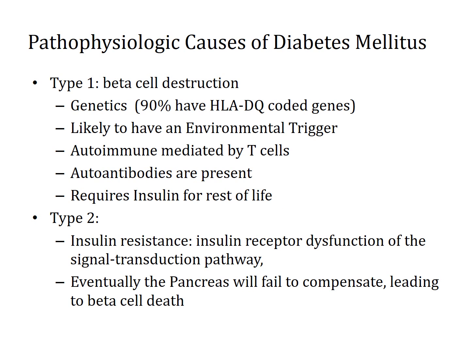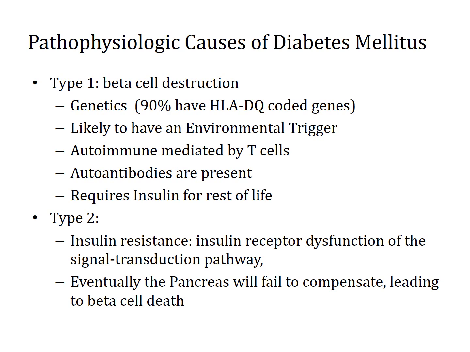All right, and then this slide again to review the pathophysiology of diabetes mellitus. Please be aware of the difference between type 1, beta cell destruction, autoimmune process, dependent on insulin for the rest of your life. Type 2, insulin resistance and relative deficiency, not pumping out enough insulin for the demand.